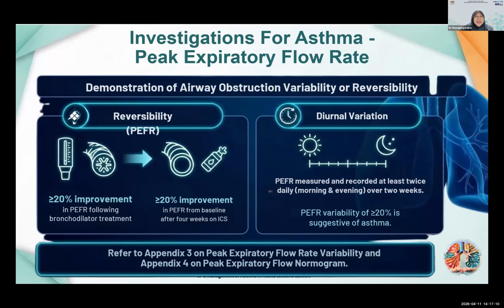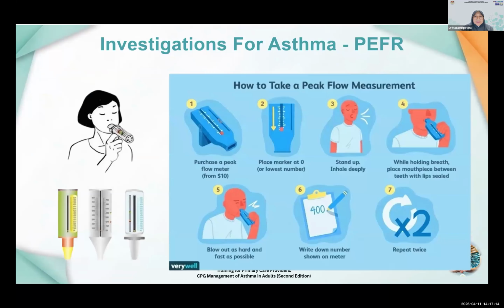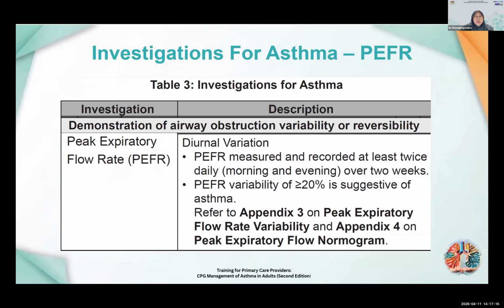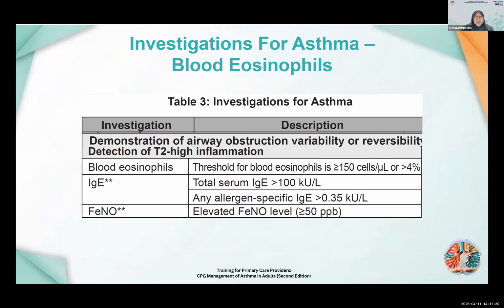Okay, so this is the example of peak flow. All right, so for the peak flow, I'll skip. Prof. Andrea will explain on this. Okay. And this is the blood test. The eosinophil, I repeat again, is either more than 150 cells per microliter or more than 4%. And the IgE is more than 100 kilounits per liter.